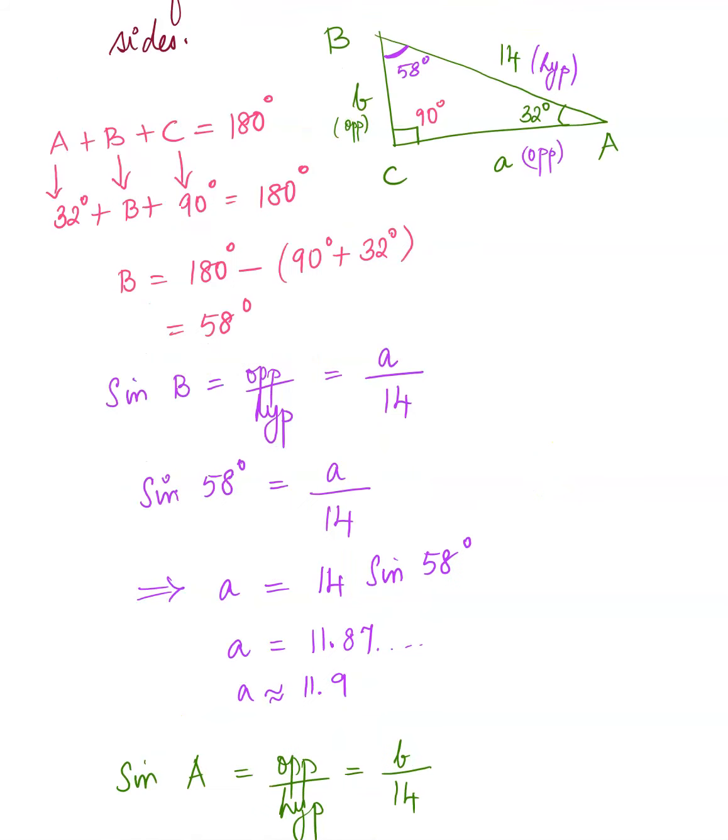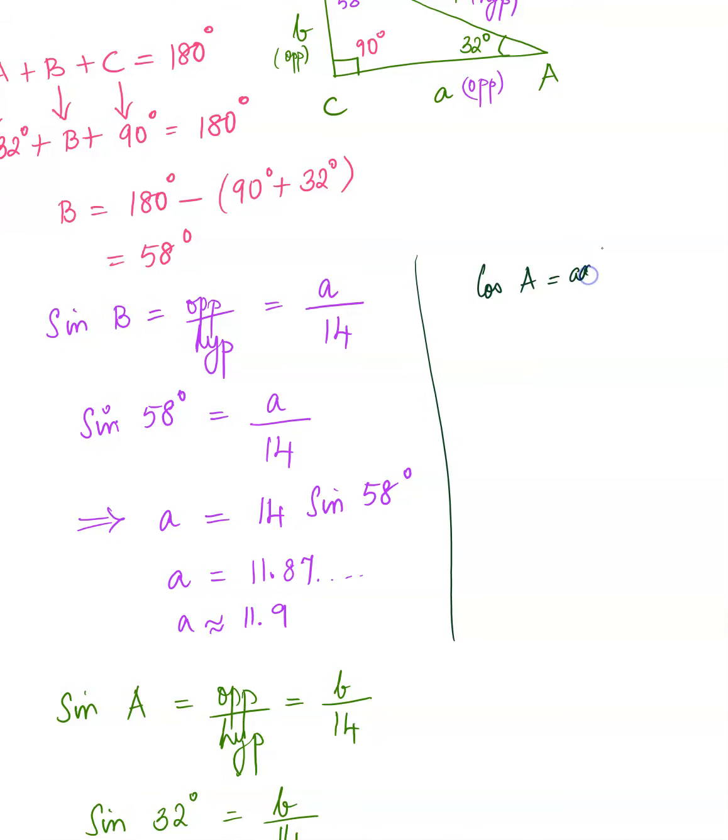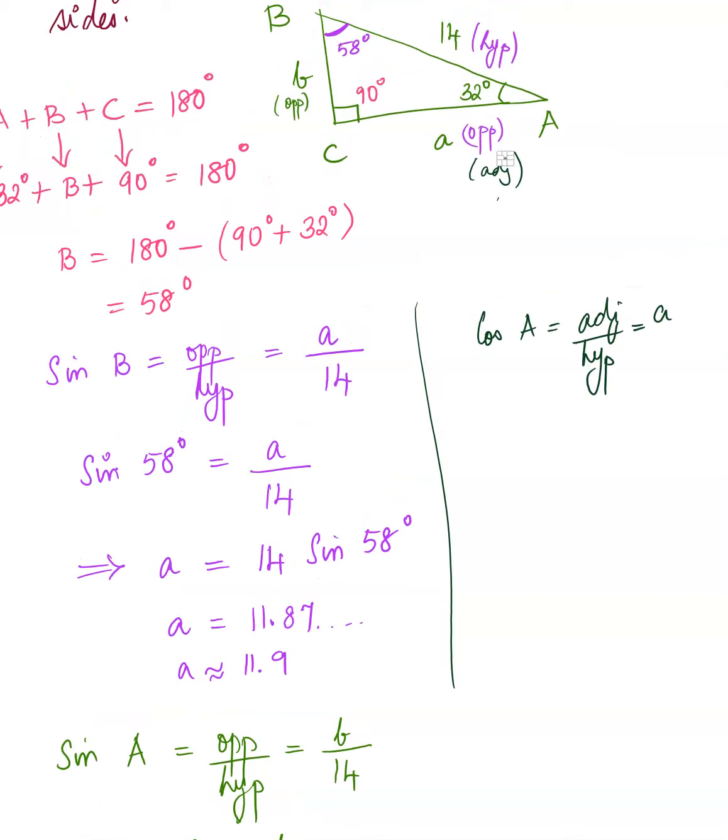Differently as well, right? For instance, instead of using sine B to find A, we could have used cosine A to find that same A. So I'll show that to you here. You could have had cosine A, which is adjacent over hypotenuse. And adjacent is the A. In this case, for angle A, this would be adjacent.